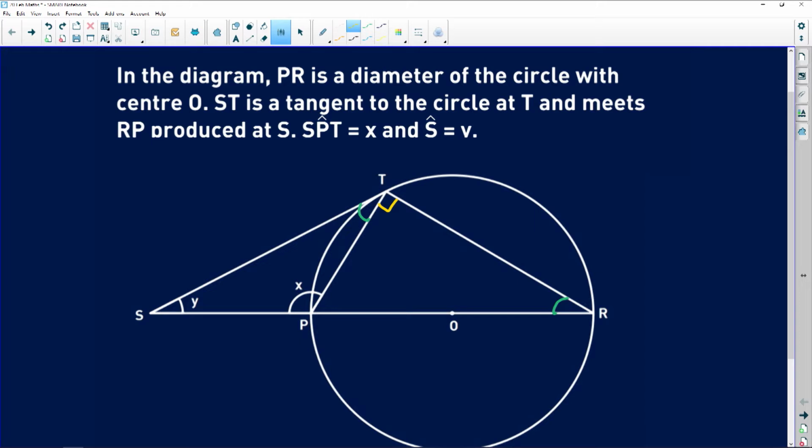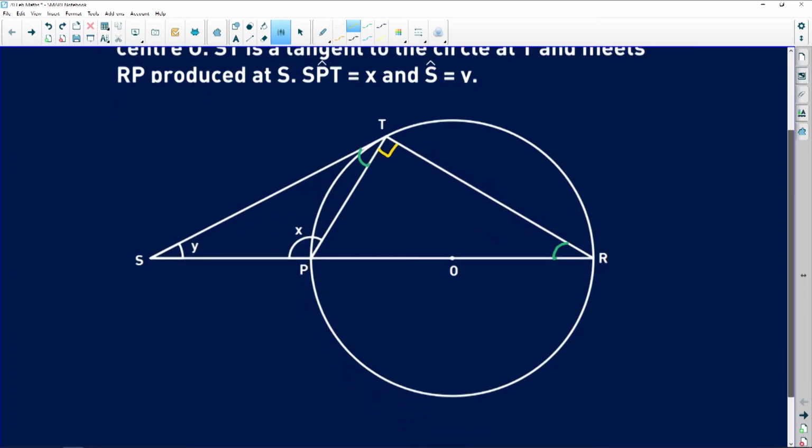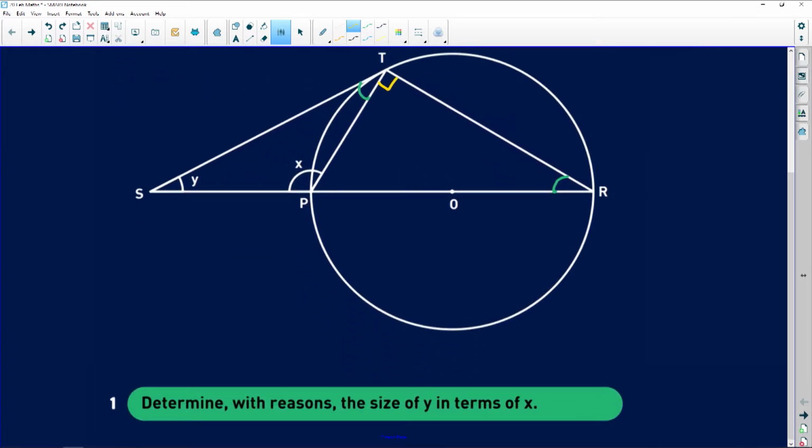meet the tangent, and they've given us that angle SPT is X and angle S is Y, which is labeled on our diagram. So there is only one question to this rider. It says, determine with reasons the size of angle Y in terms of X.